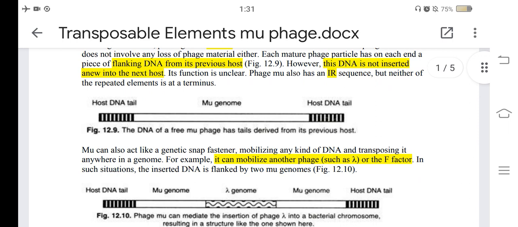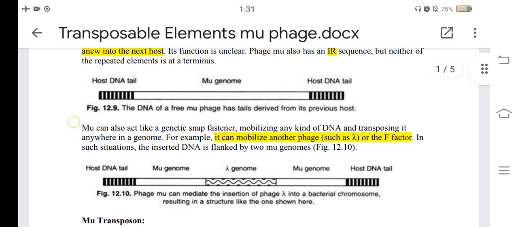Host DNA tails on the Mu genome. The DNA of a free Mu phage has tails derived from its previous host.